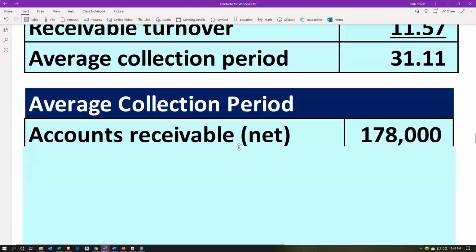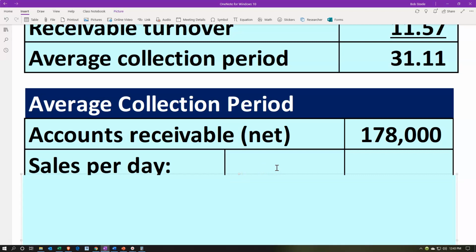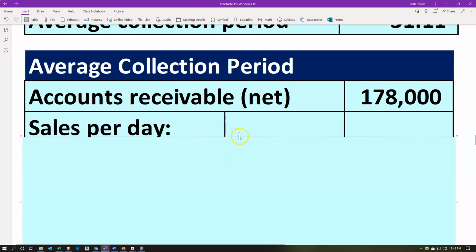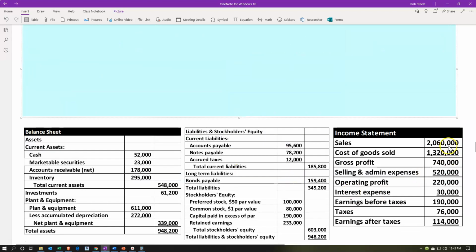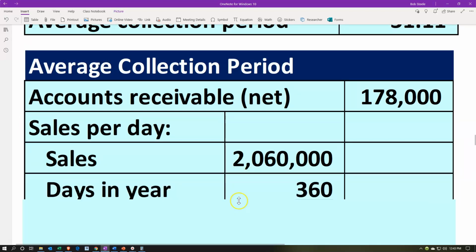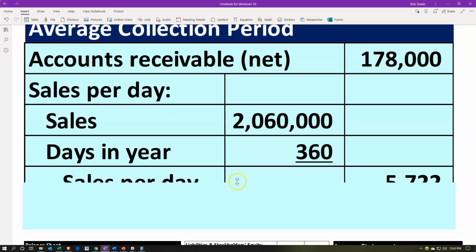We can also get to that same 31.11 by calculating the average collection period by taking the accounts receivable, and that's going to be the 178. We're assuming the sales are all on account, meaning we're not having cash sales; they are all going through accounts receivable. We're sending out invoices and collecting on them at some future point. Then we can calculate the sales per day by taking this total sales number, which is this item here on the income statement, and dividing it by the number of days in a year. Once again, averaging 12 months times 30 days to get to the 360.